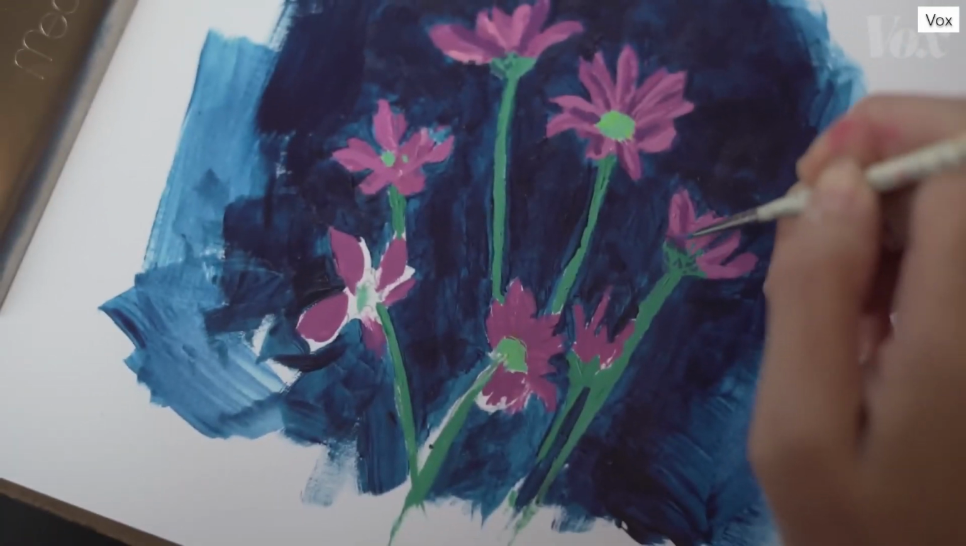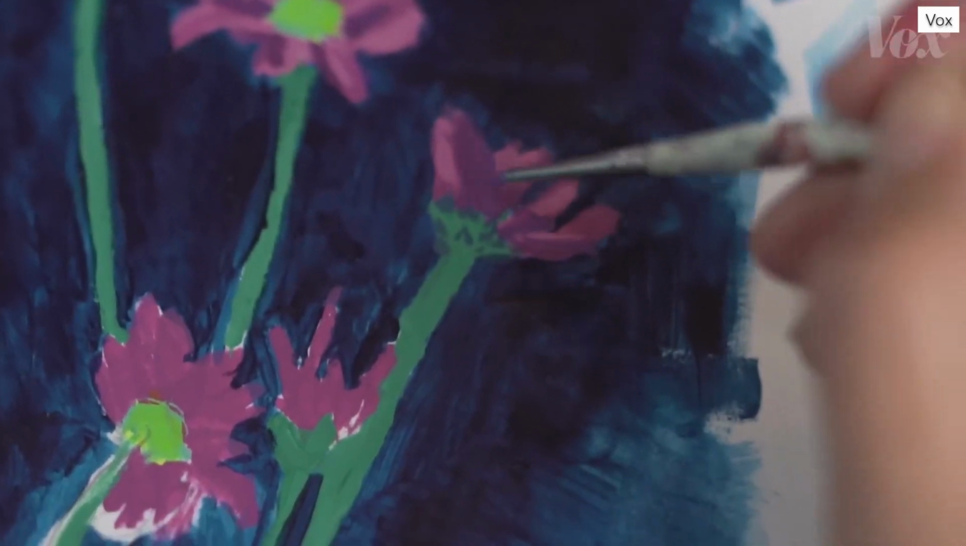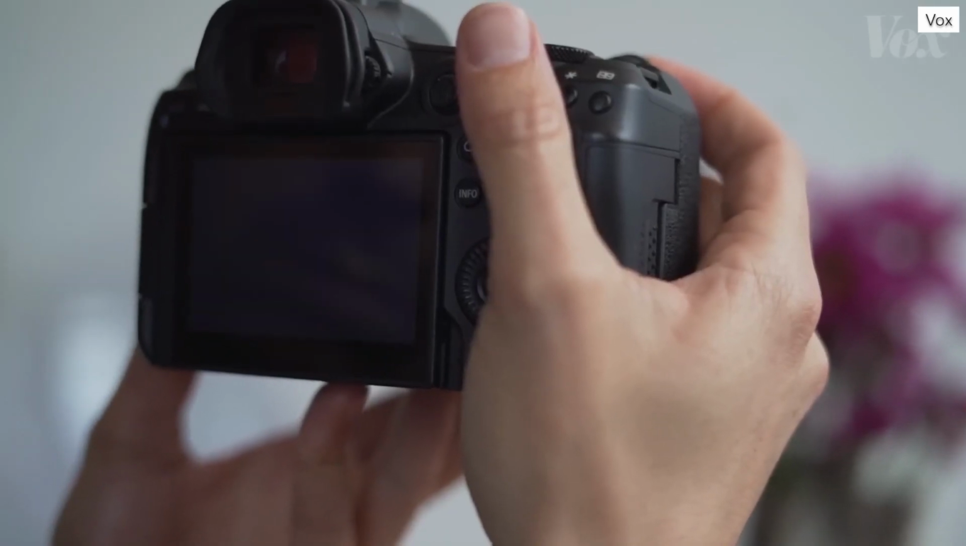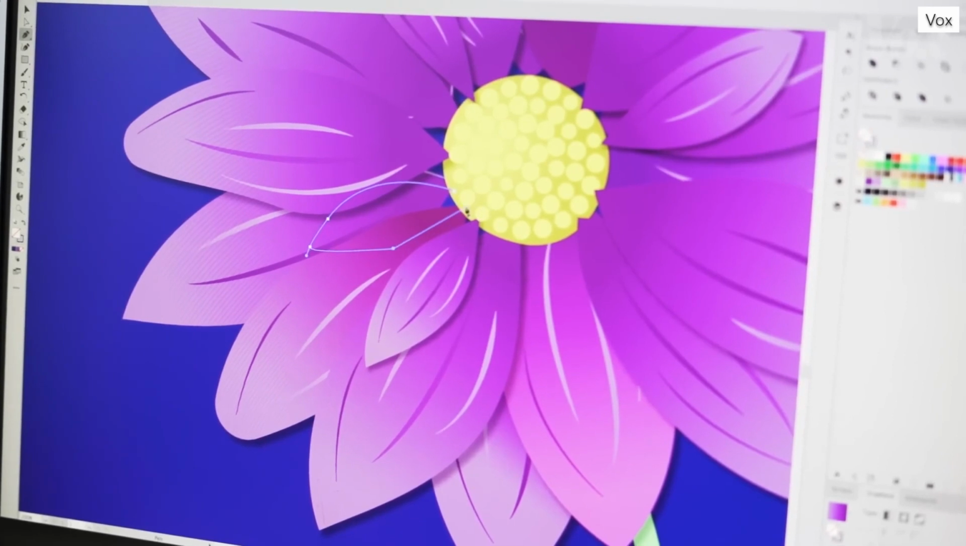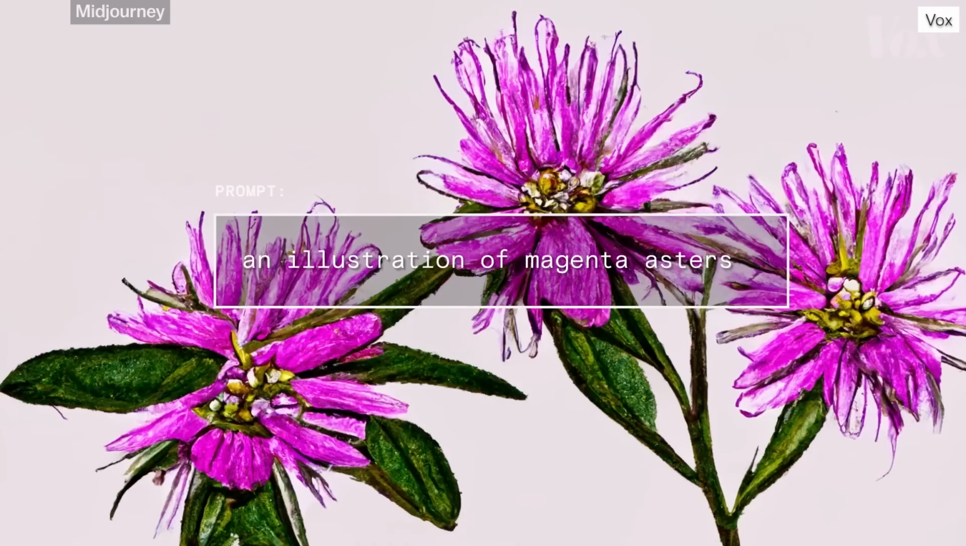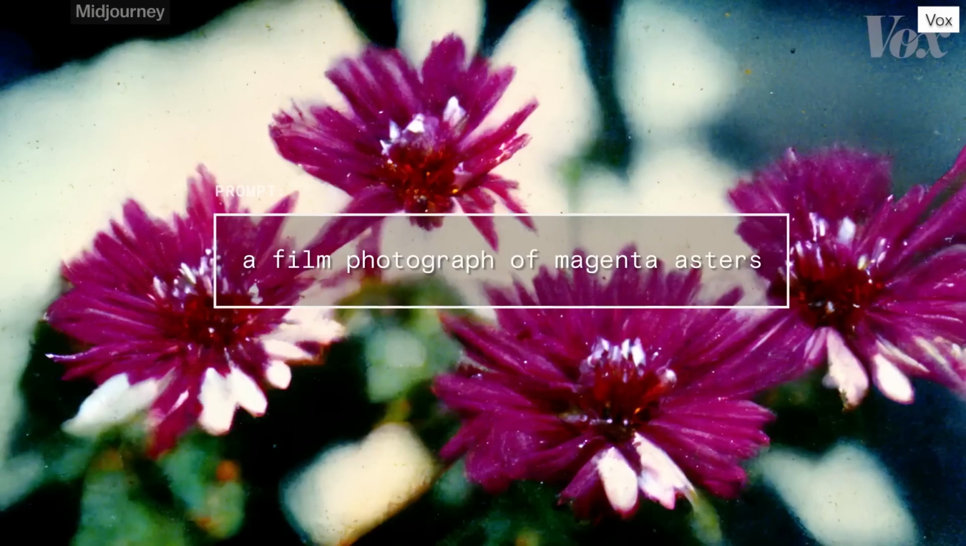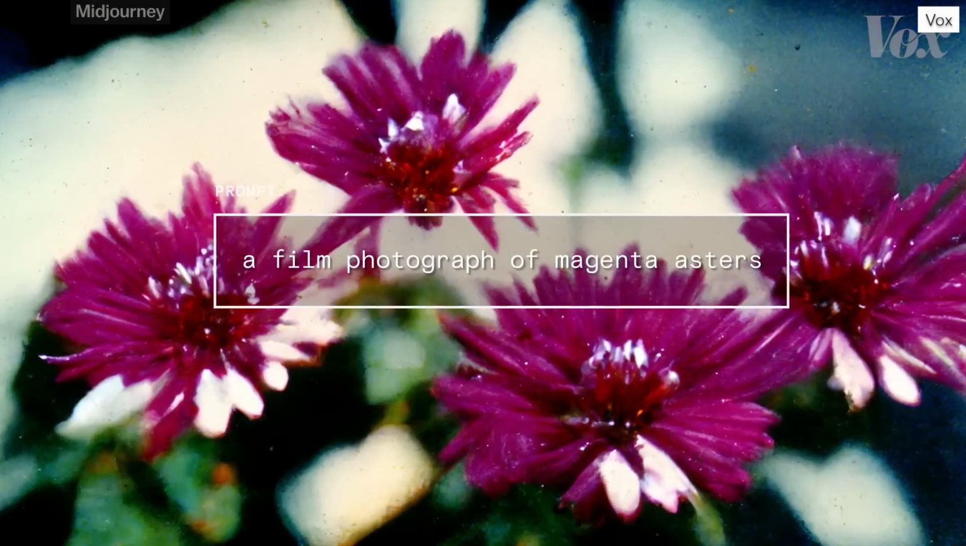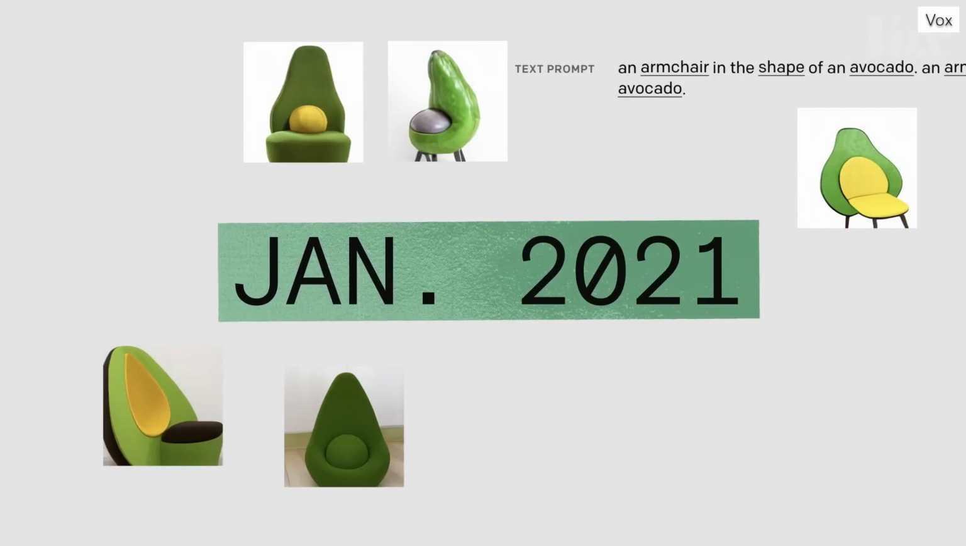What this means is that we can now create images without having to actually execute them with paint or cameras or pen tools or code. The input is just a simple line of text. And I'll get to how this technology works later in the video, but to understand how we got here, we have to rewind to January 2021.